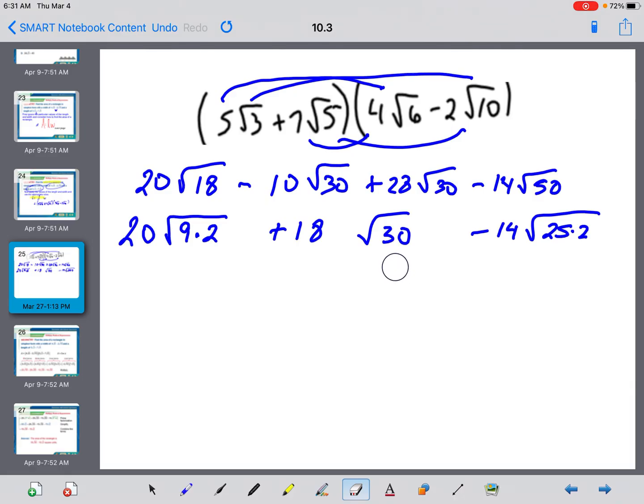Now, I also have you notice there's no square in 30. There just isn't. So we found the ones that did have squares hiding in them. This one didn't. And so this would be square root of 9, which is 3, right? Square root of 9, which is 3. Makes this 60 times the square root of 2.